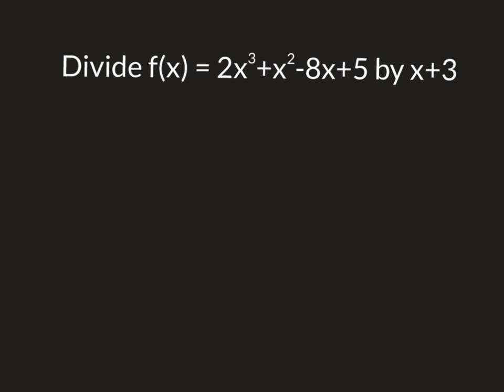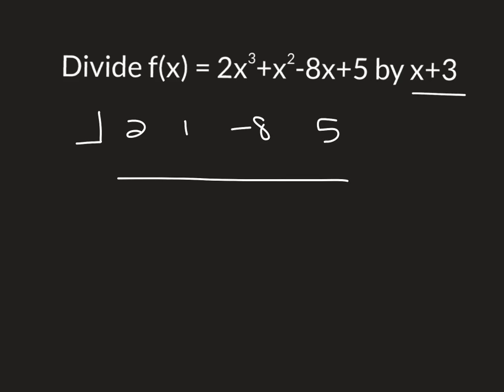This looks like a problem we would have done yesterday. It says divide 2x cubed plus x squared minus 8x plus 5 by x plus 3. Here's how it works. I'll draw a little, I call this a box. It's really like a backwards L. I'm going to write the coefficients of the dividend out here: 2, 1, negative 8, and 5. Skip a line and draw a line.